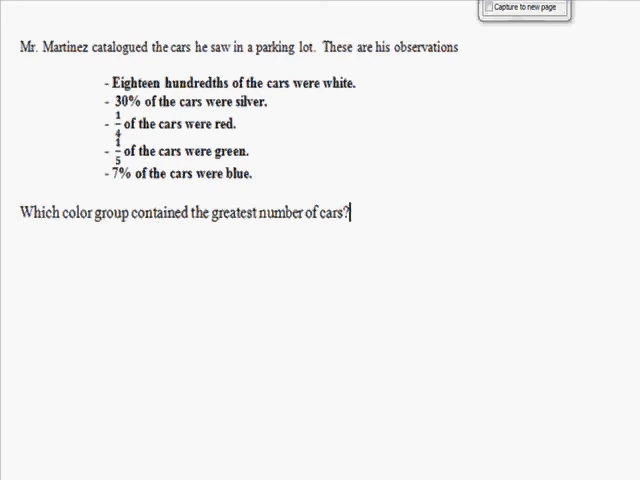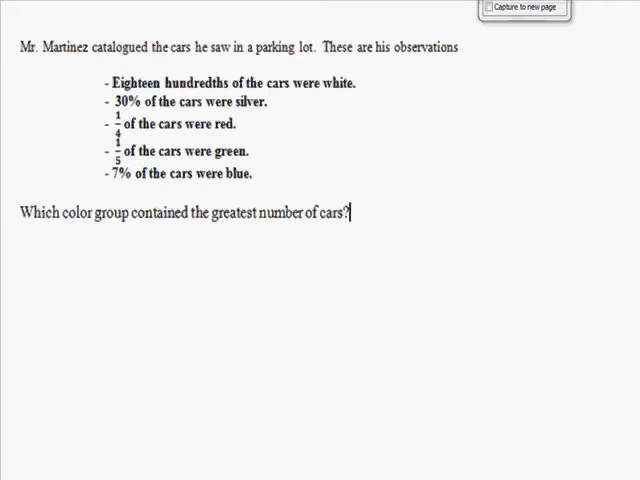This is a video on comparing and ordering fractions, decimals, and percents. In this video, we're going to up the rigor a little bit because we are not just comparing fractions, we're going to be comparing fractions, decimals, and percents. So let's jump right into it.